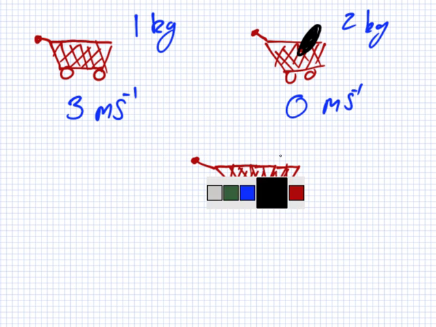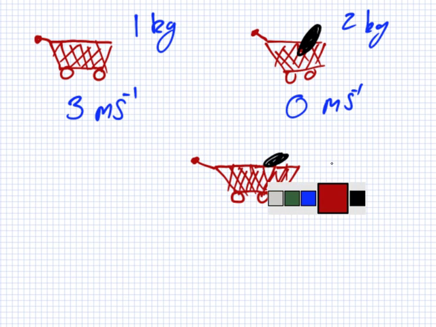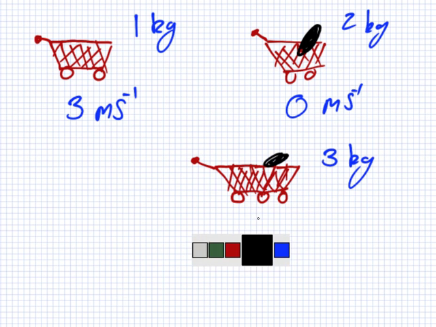And what is the total mass here? 3 kg. And the speed? We don't know. We'll call it X, for example. How is it 3 kg? Because the two of them come together. So it's 1 plus this one here. Okay. Right, so write this.